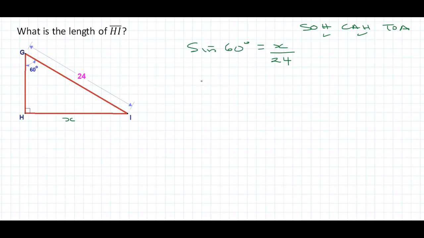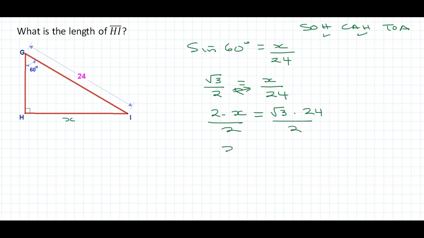And we know that sine 60 degrees, which is the same as the cosine of 30 degrees, is going to give you square root of 3 divided by 2. This is going to be X over 24. And so we're going to cross product now. And we have 2 multiplied by X is equal to the square root of 3 multiplied by 24. So let's go ahead and divide both sides by 2. So X is going to be the square root of 3 multiplied by 12. And we usually like to put the rational number to the left of the radical. So it's going to be 12 square root of 3. So X is going to be 12 square root of 3. And so therefore HI is 12 square root of 3.